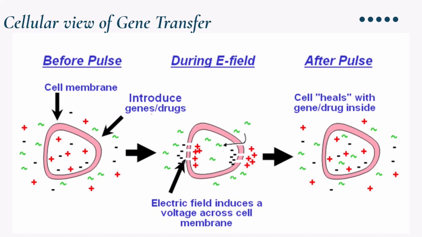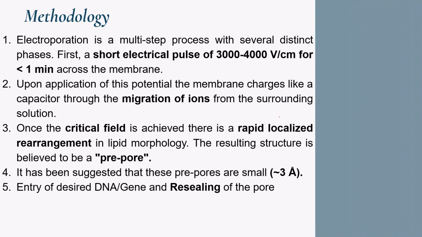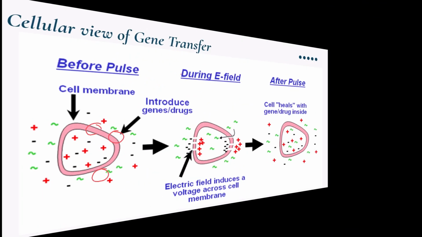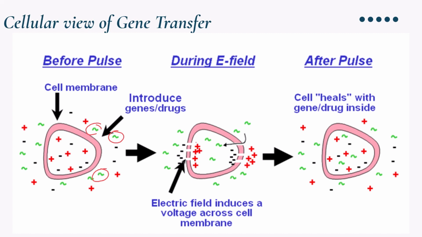So here what happens is that the cell membrane is there, right? So we have charged molecules. This is our cell. So the genes to be introduced are in the media that we are taking. And the electric field, here it is mentioned, 3000 to 4000 volts per centimeter for less than 1 minute. So such an electric field will be applied. Within that time, this charge segregation will occur, and due to this charge segregation, pore formation will occur.